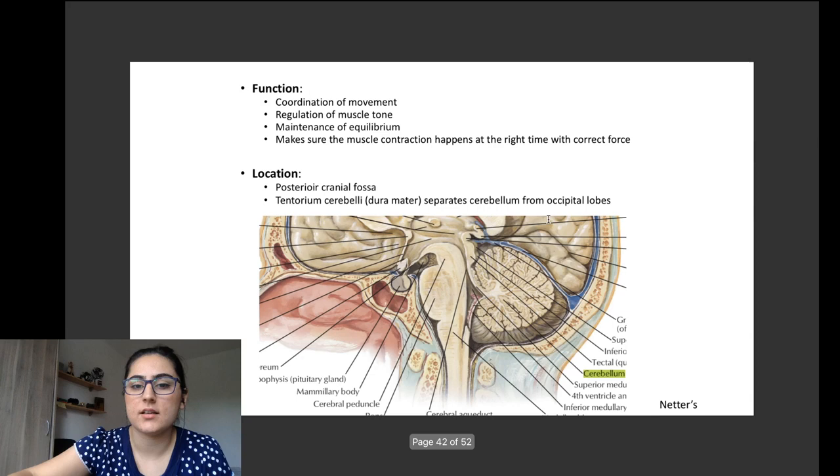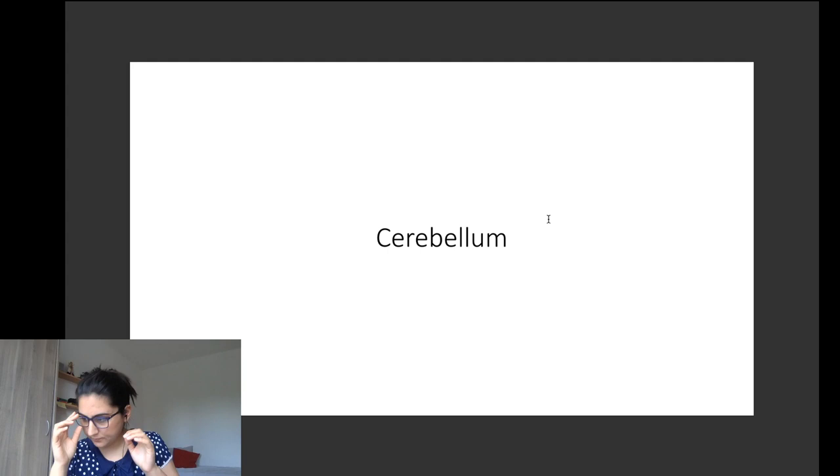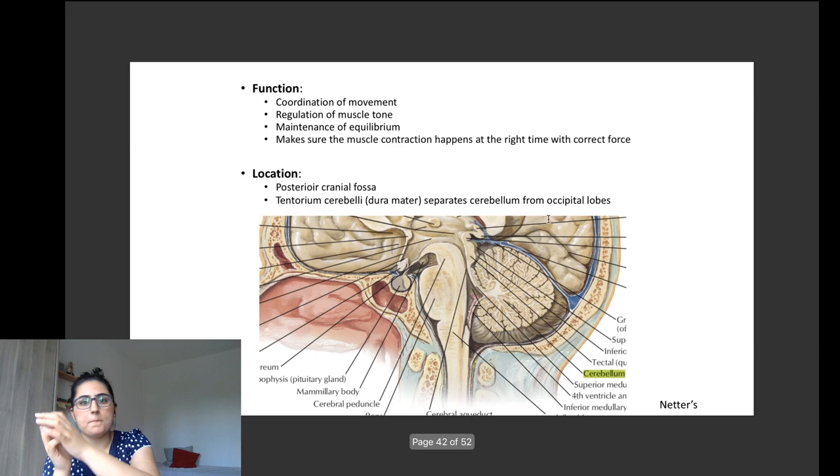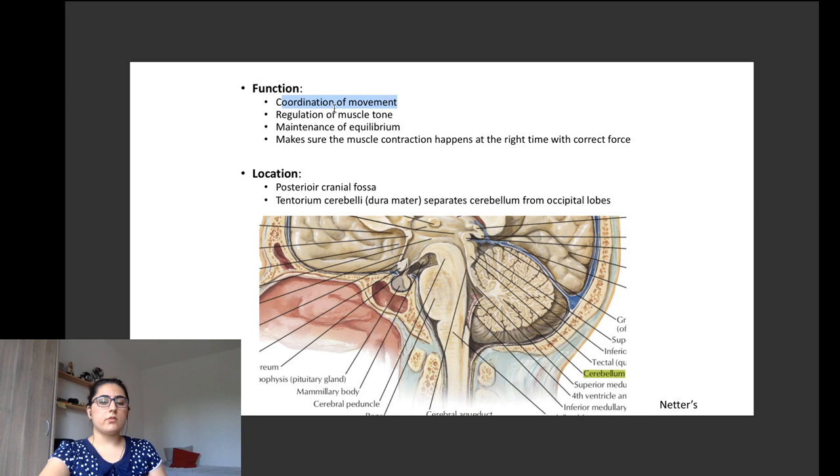Okay, so cerebellum. Again, I spoke about cerebellum a little bit when we spoke about the motor nuclei, and I told you that, of course, if the function of the motor nuclei of my thalamus is motor, then it's going to relay the information to the cerebral cortex, because of the motor cortex there, to the basal ganglia, because its function is motion, and to the cerebellum, right? So cerebellum is my third super important structure in my brain that coordinates movement, okay? It coordinates movements, regulates muscle tone, maintains equilibrium.